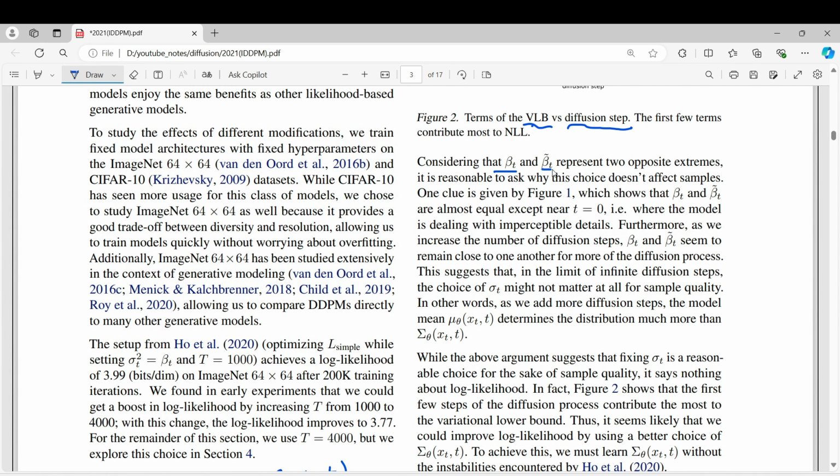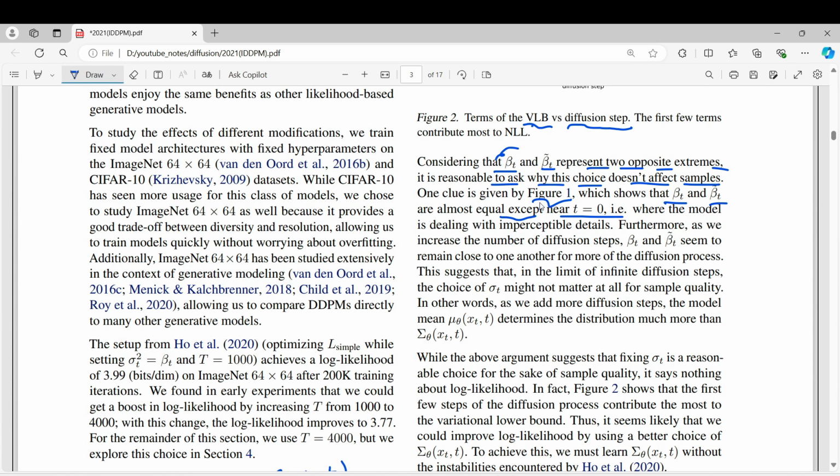So considering this quantity, this and this represent two extremes, it is reasonable to ask why this choice does not affect the sample. This quantity is the forward one and this quantity is the posterior one, posterior beta t. And fixing this, which represents two extremes, they are actually opposite of each other, and it's reasonable to ask why it does not affect the sample quality, and they give the clue in figure 1. So in figure 1, beta t and beta tilde are almost equal except near t equal to 0.